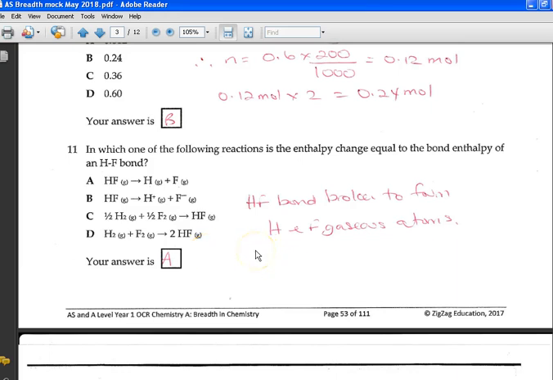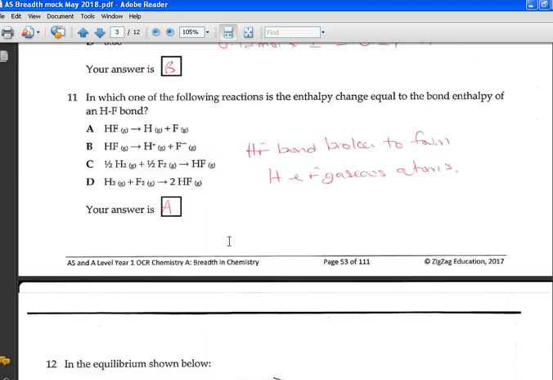Okay, which one of the following reactions is the enthalpy change equal to the bond enthalpy of an HF bond? So you have to be breaking the HF bond. So HF going to H and F, that is when that bond has been broken. Not when you're forming ions, yeah? Basically, to me, it's pretty straightforward. If you're looking for the bond enthalpy of that bond, HF, that's the answer, A.